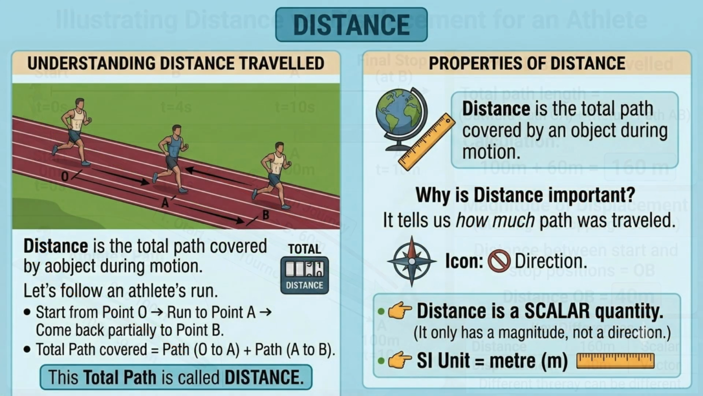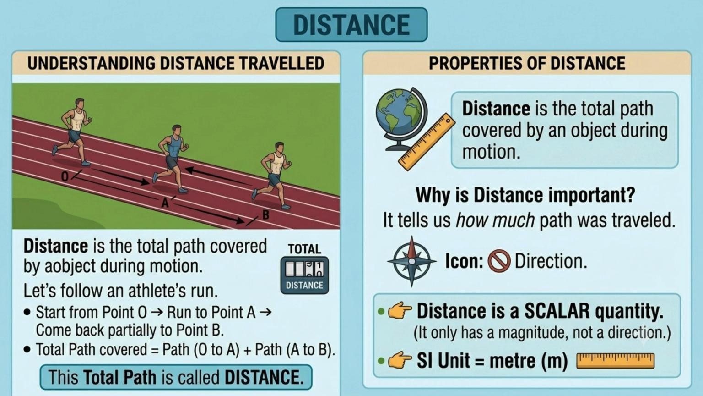Now let's understand two very important concepts. Distance and displacement. Distance is the total path covered by an object during motion. Suppose an athlete starts from point O, runs to point A, and then comes back partially to point B. The total path covered is called distance.